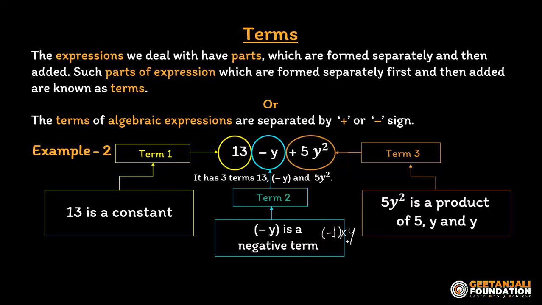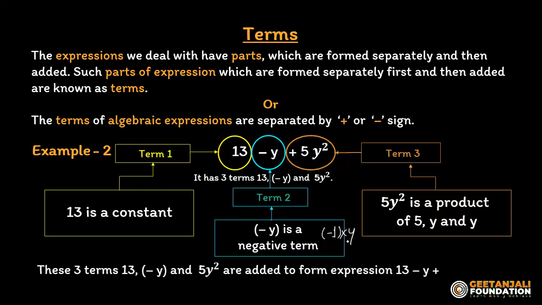Now the third term is 5y square. So we have multiplied 5y and y. 2 y's and one 5 are multiplied to get 5y square. These are the factors: the factors of the third term are 5y and y. So these 3 terms, 13, minus y and 5y square, are added to form our expression 13 minus y plus 5y square. I hope you have understood the concept of terms, what the terms in an expression are. It is an important concept. You must understand this properly.